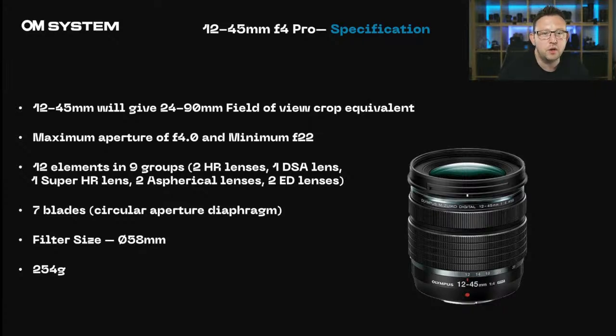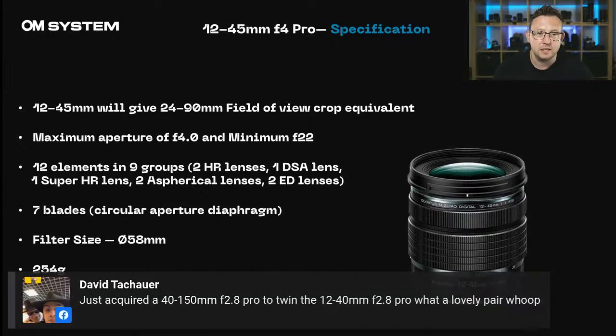Let's see what else we've got here. David has acquired a 40-150 f2.8 Pro. Beautiful lens, absolutely stunning lens, not only for the longer range stuff in terms of sports and wildlife, obviously, but I utilize it quite often in portraiture. And you're twinning it with a 12-40 f2.8. Yes, an amazing pair, absolutely fantastic. Part of two thirds of the holy trinity of 2.8 lenses, only missing the 7-14, which is a very specific lens for a very specific job.